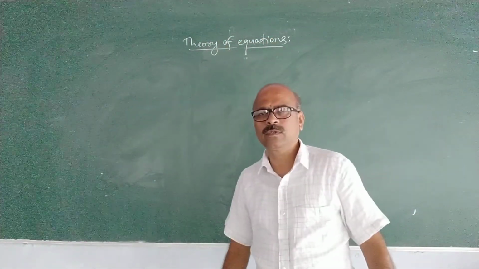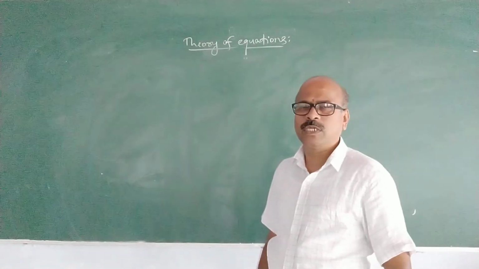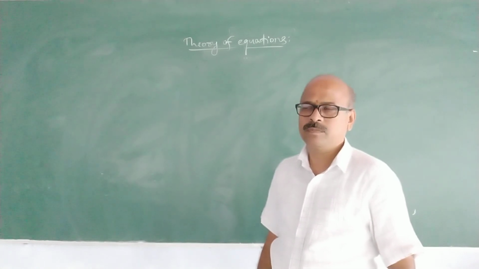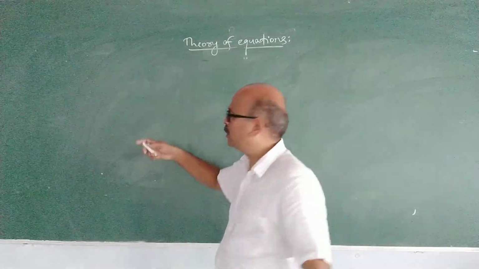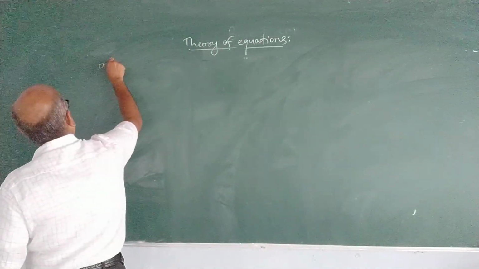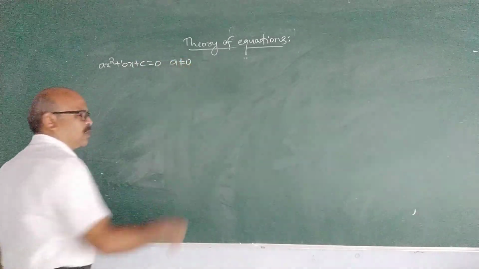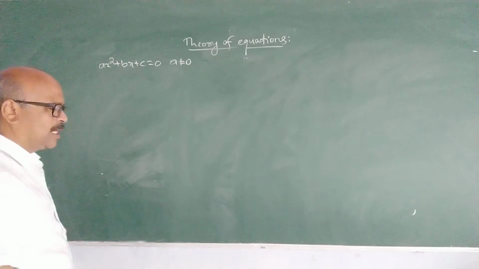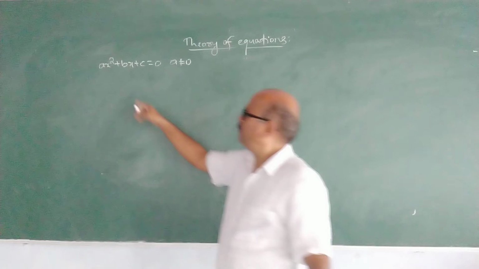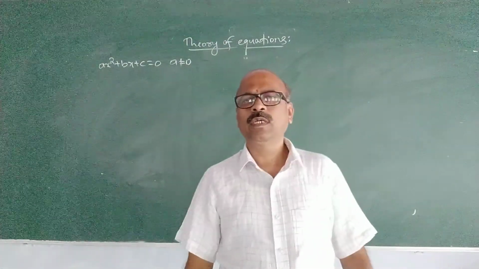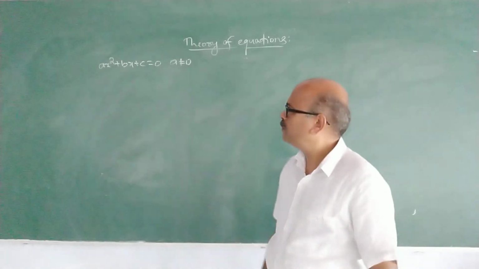Dear students, in the last video, I explained the relation between roots and coefficients of equations. I derived the expression for the relation between roots and coefficients of a quadratic equation. What is a quadratic equation? ax² + bx + c = 0, when a is not equal to 0, is called a quadratic equation. How many roots are there? For a quadratic equation, there will be 2 roots. In general, an equation of degree n has n roots, maximum n roots.